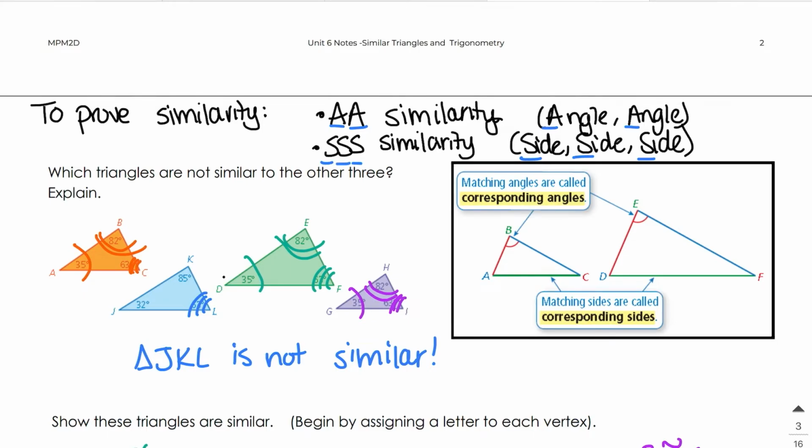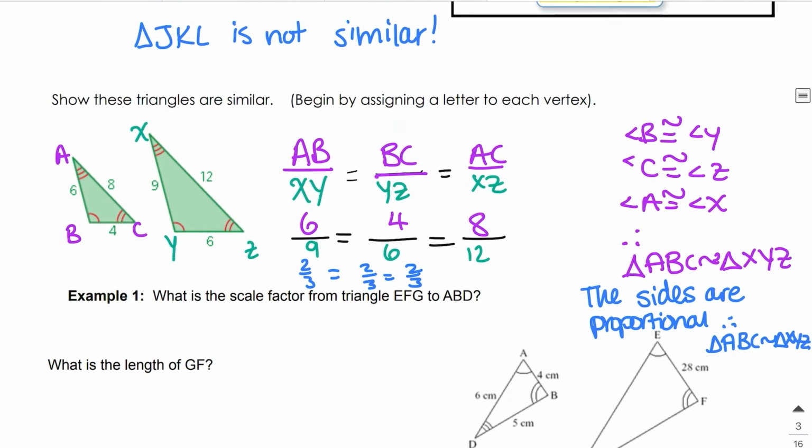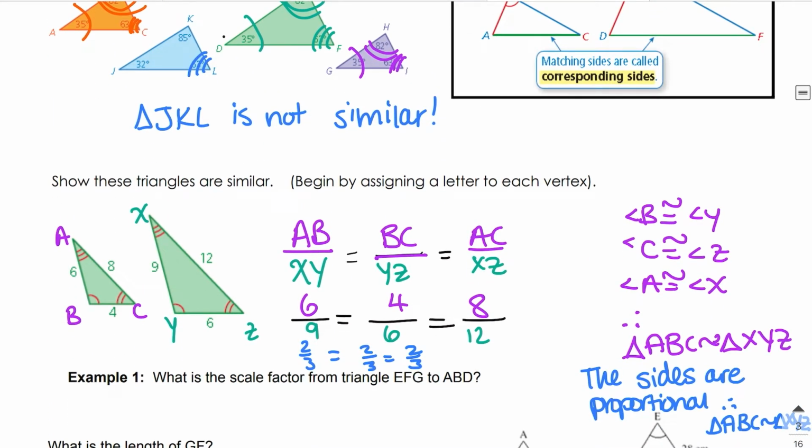SSS means side-side-side. One quick note about angle-angle similarity is that we only need 2 angles, because in a triangle, if 2 of the angles are congruent, then the third one has to be congruent because the angles add up to 180. So here we can say triangle ABC is similar to triangle XYZ by angle-angle similarity, and here we can say by side-side-side similarity.